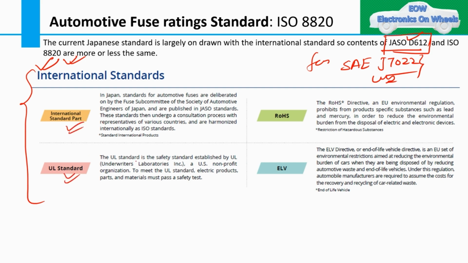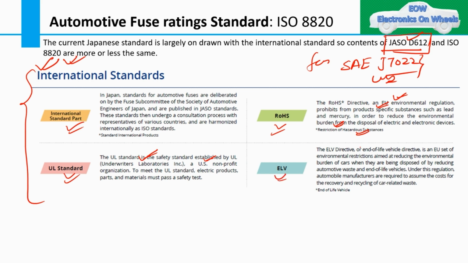Then we have the UL standard. UL standard is basically a safety standard, established by Underwriters Laboratories, a US non-profit organization. Then we have RoHS. You might have seen this particular standard written on many components, and RoHS is an EU governmental regulation that prohibits specific substances such as lead and mercury in products, in order to reduce the environmental burden from the disposal of electric and electronic devices. So these are the standards which you might have seen many times on many components.